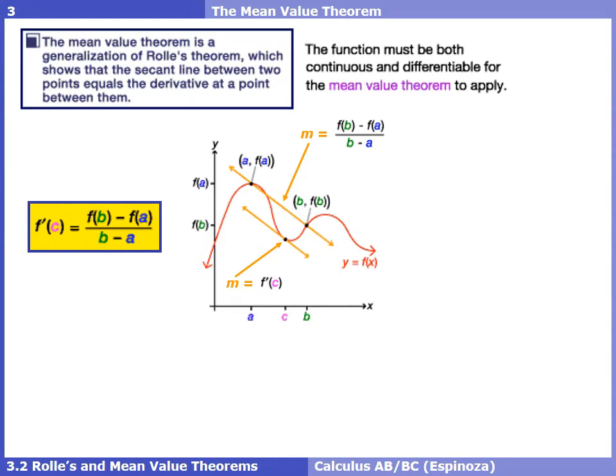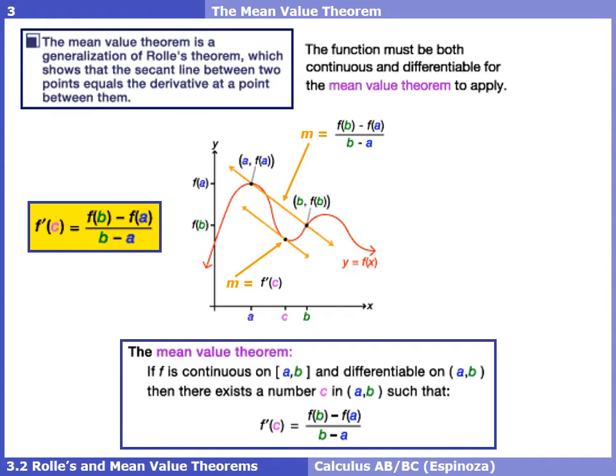What this formula is saying is that we have a slope of a tangent line, which is f prime of c, and that slope is equal to the slope of a secant line, which we find by doing f of b minus f of a over b minus a, y2 minus y1 over x2 minus x1. So that's what we have for the mean value theorem. We have to have a continuous function from a to b, and it has to be differentiable, no sharp corners, and then this formula applies.